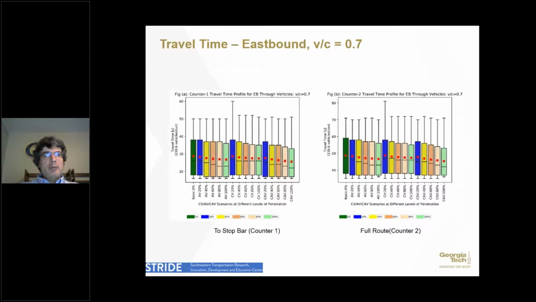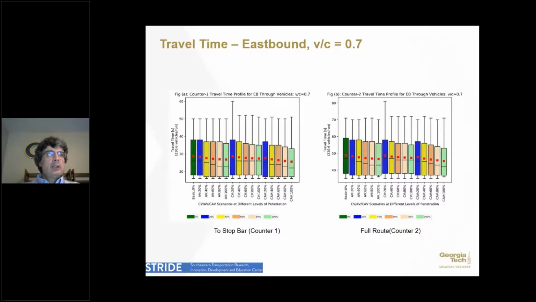So the travel time, right? The travel time for the 0.7 V over C, this is similar to what you just saw from Pruthvi's effort. That is AV, CV, and CAV. They all show an improvement. Now our numbers are a little bit different than the numbers Pruthvi showed you because these are only vehicles that traveled eastbound through. They had to actually go through the entire length, so the turn movements aren't in there. So there's a little bit of variability.